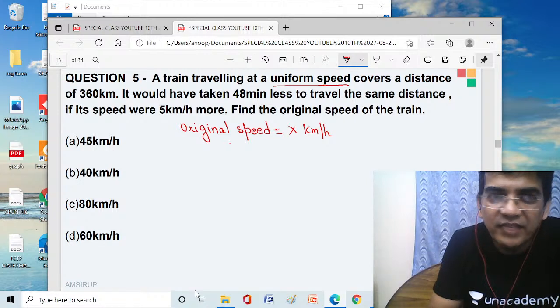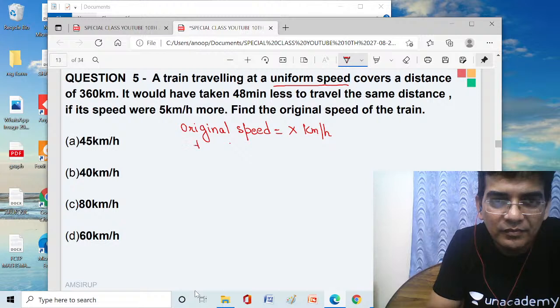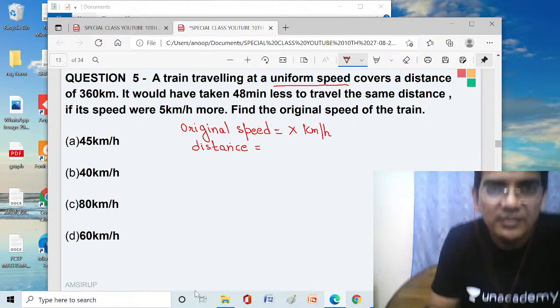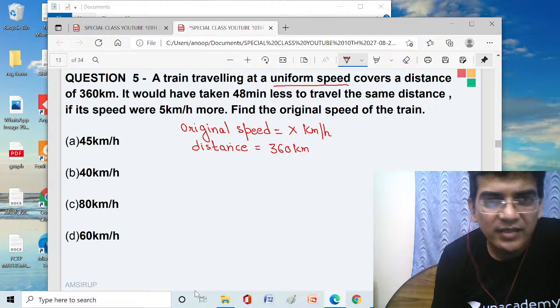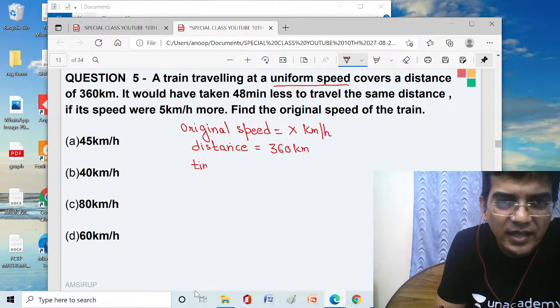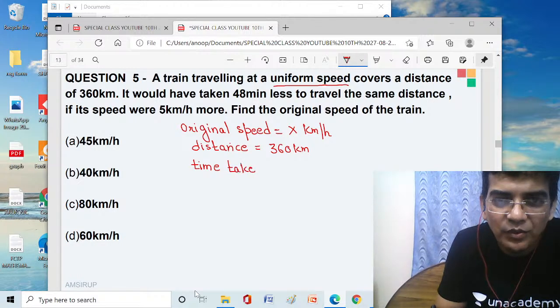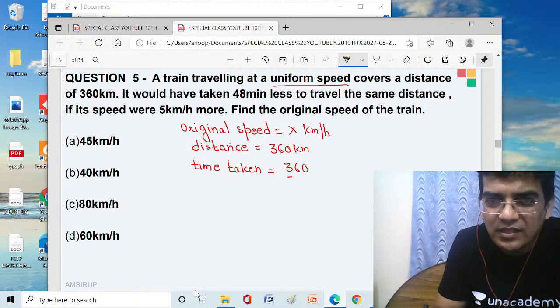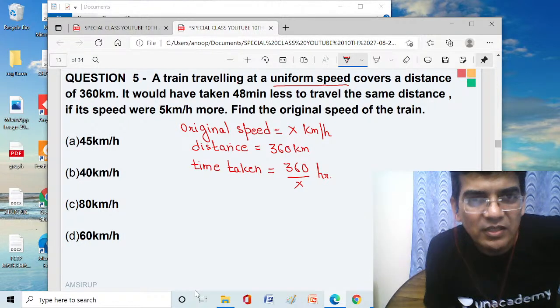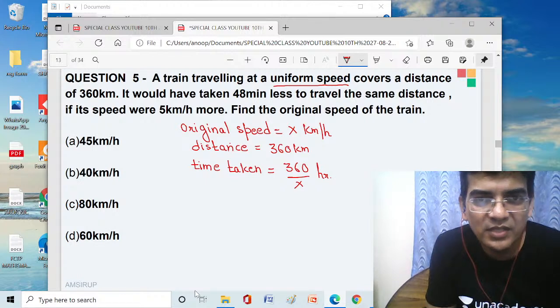And with this speed, it is covering a distance of 360 kilometers. So I can write what distance it is covering. So the distance that it is covering is 360 kilometers. Now see, the speed you have considered as x and the distance they have given as 360. So what I can do, I can calculate the time it will take with the original speed. So the time is distance upon speed. So you can say 360 upon x and the time will be in hours. So with the original speed x, distance covered 360, the train takes 360 by x hours.